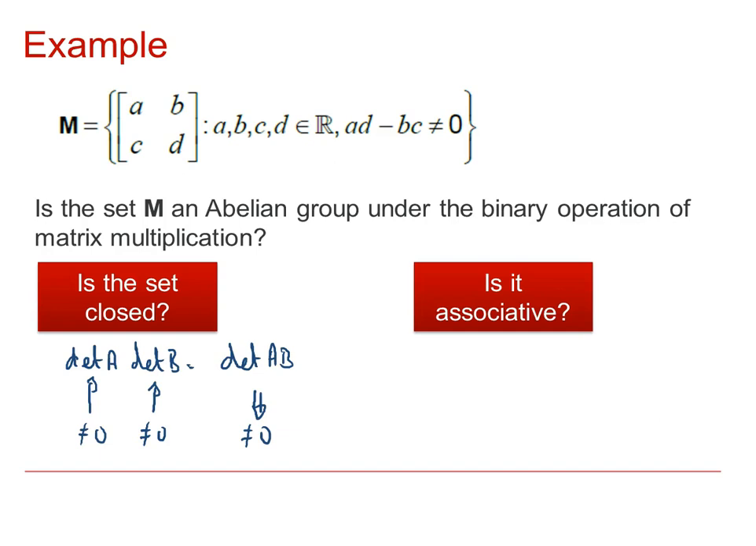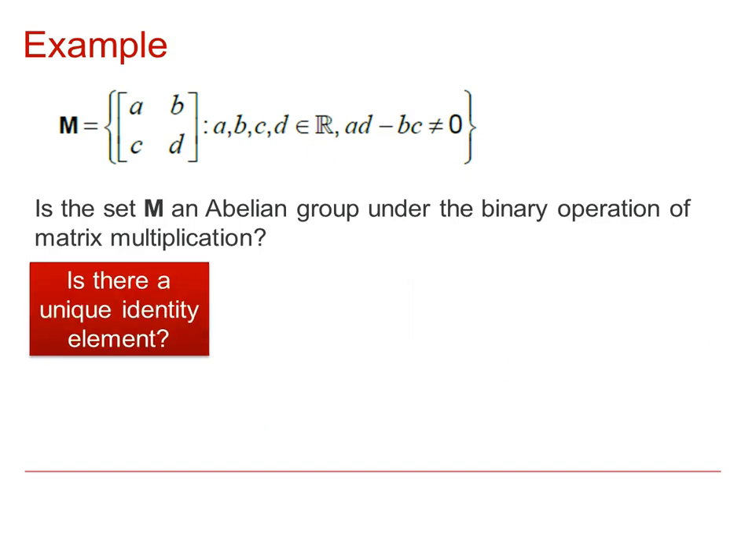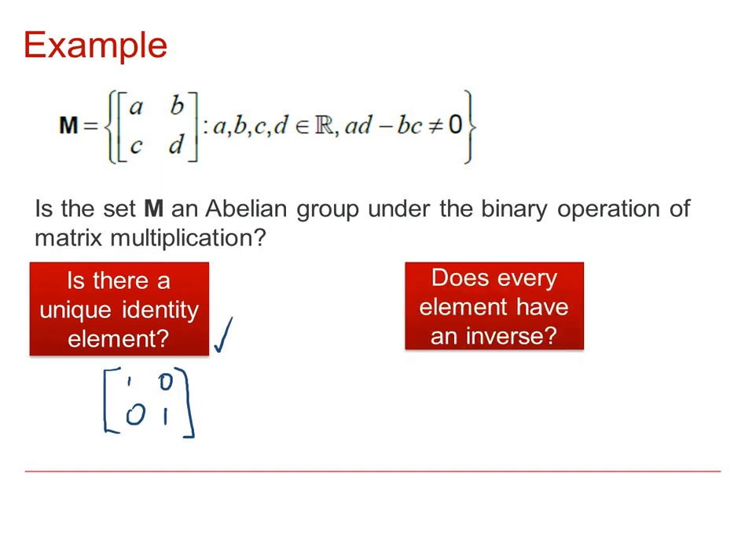Associativity. Well, yes, and obviously it's not possible to check every single element, but we know from our work previously that if we multiply matrices together, then we do have associativity. So A, B, C is the same as AB multiplied by C. Is there an identity? Yes, the identity is the matrix 1, 0, 0, 1. So yes, that's true. And does every element have an inverse?